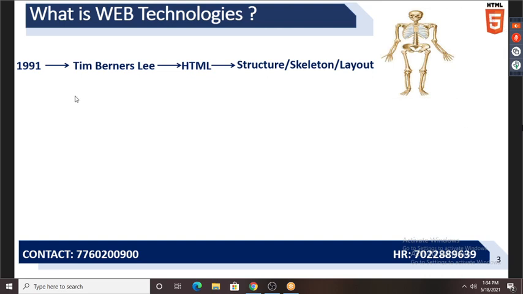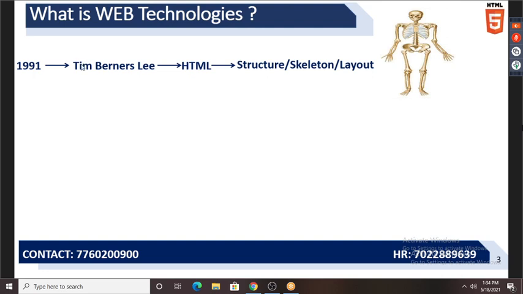I don't know, I think some of the students are there. I think you give a hug to the skeleton, right? It's scary, right? We'll run away. Same thing: we had the HTML structure and it was not looking good. It was looking like a skeleton only. Who likes a skeleton, guys?